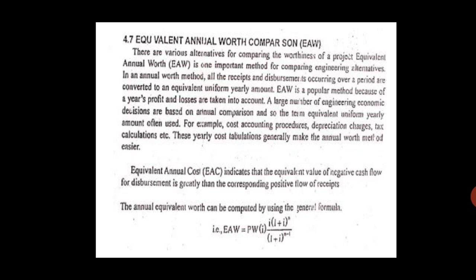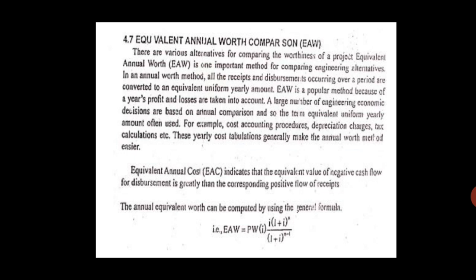In the annual worth method, all the receipts and disbursements occurring over a time period are converted into an equivalent uniform yearly amount. Every year in a project, you get some revenues and you have to make some expenditures. So receipts and disbursements over the life of the project are converted into one equivalent uniform yearly amount. EAW is a popular method because each year's profits and losses are taken into account. So every year, what is the income or receipts, the disbursements, and what is the profit or the loss.